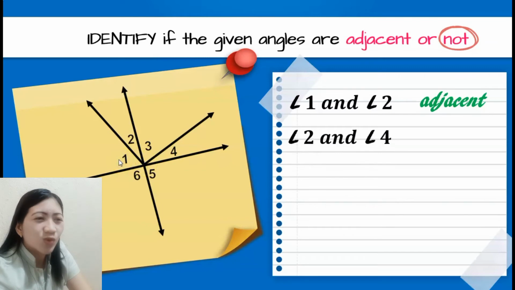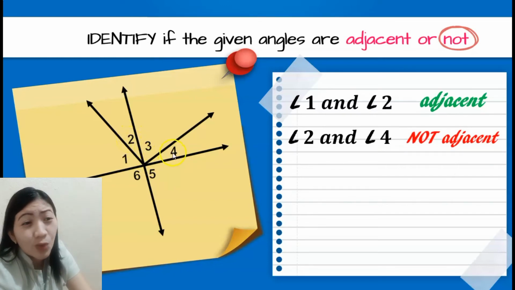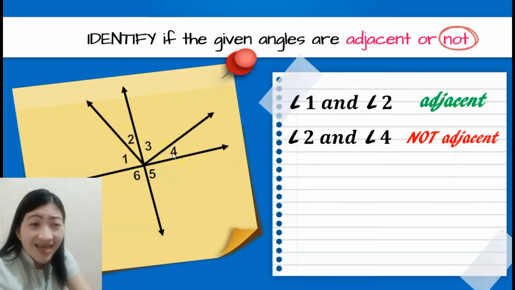Okay? The next one, angle 2 and angle 4. So, we're going to compare angle 2 and angle 4. What have you noticed? May common vertex sila, but meron ba silang common side? So, they are not adjacent kasi wala silang common side. So, ang layo ni angle 2 kay angle 4. So, ibig sabihin, hindi sila adjacent.